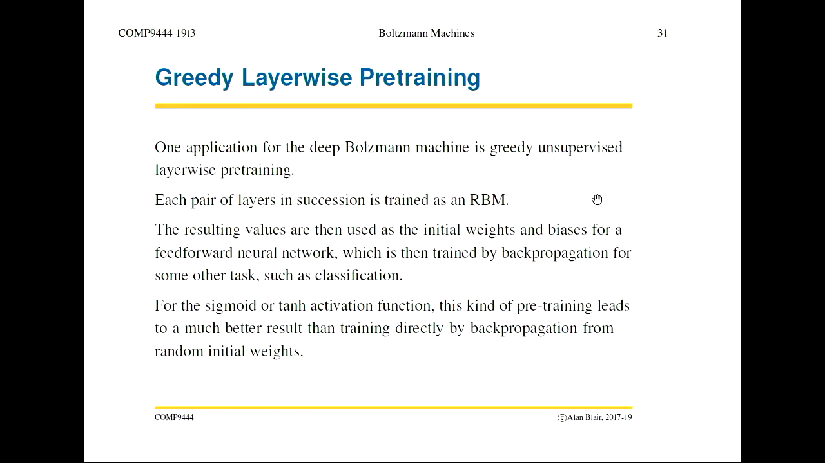One use that this was put to was deep layer-wise pre-training. This was one solution to the problem of vanishing and exploding gradients. If you go back to the early lectures, I talked about vanishing and exploding gradients, and I talked about batch normalization and weight initialization and activation functions. And I think I did mention at the time that layer-wise pre-training was another method. Well, this is what it actually is.